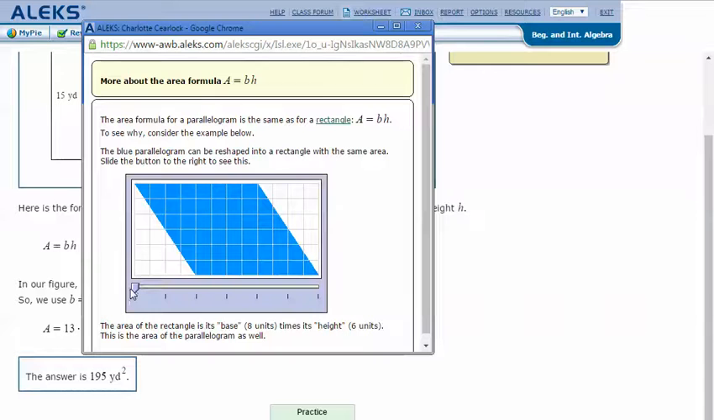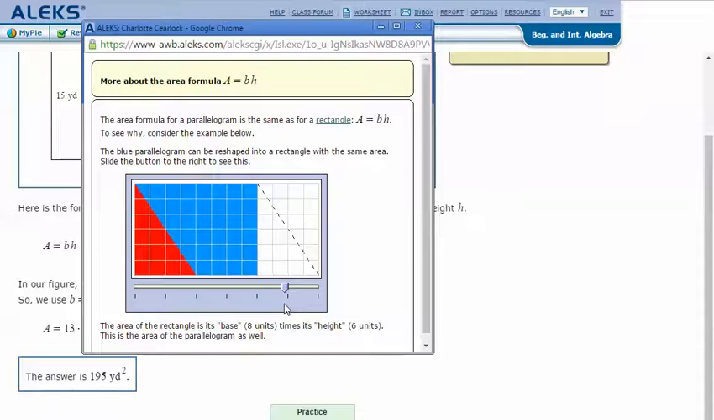And so I'm going to slide this button so we can see this. A triangle part of this is going to move over to show us that a parallelogram is the same thing as a rectangle, and they'll have the same area. And so the base, or the length, of the rectangle is 8. It would be 8 times 6, which would be 48.